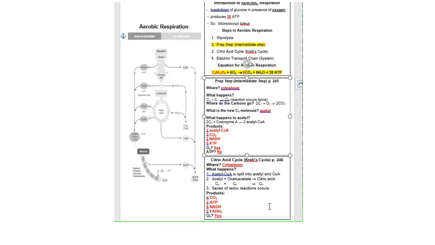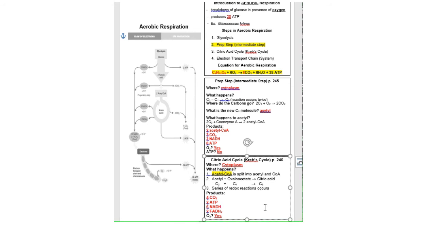So now let's focus on step 3, the citric acid cycle. The citric acid cycle is sometimes called the citric acid cycle because it produces citric acid. It is also called the Krebs cycle, named after the person that discovered it, Krebs. So where are we in the cell? We are currently in the cytoplasm of the cell. What happens? In the citric acid cycle, our acetyl that we formed in the prep step is going to combine with something called acetyl-CoA. Acetyl-CoA then takes the acetyl to the citric acid cycle.